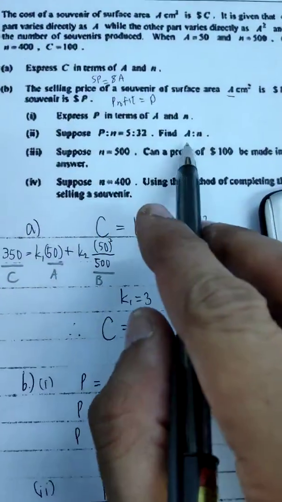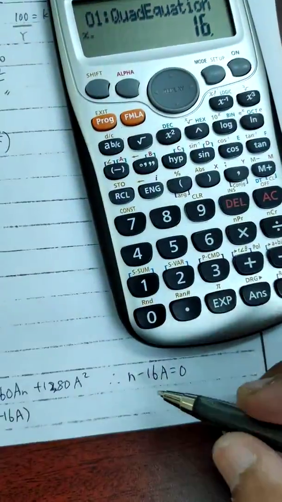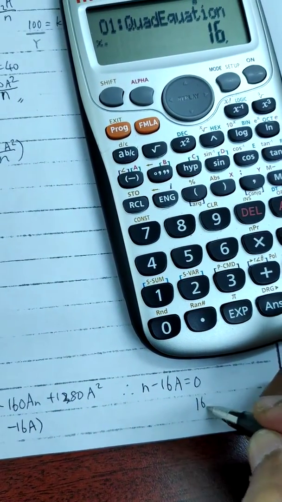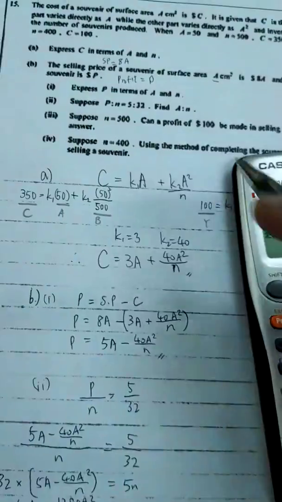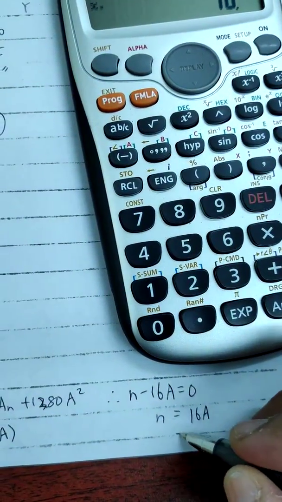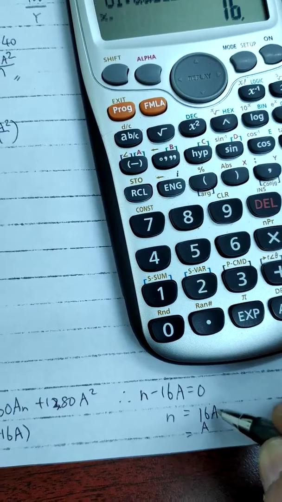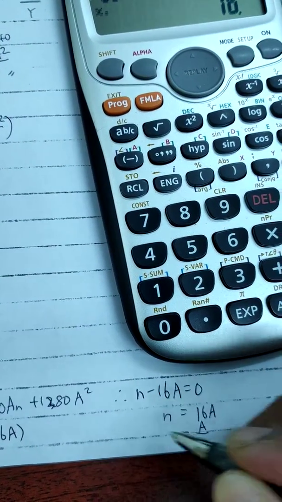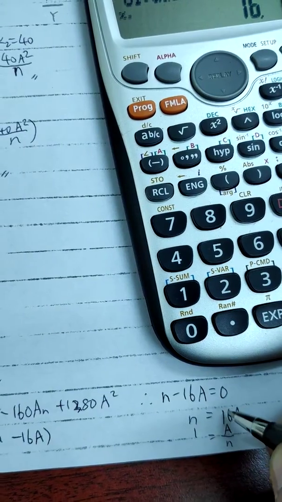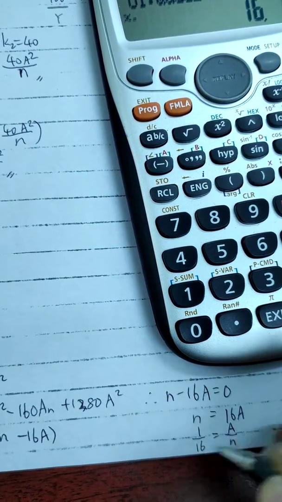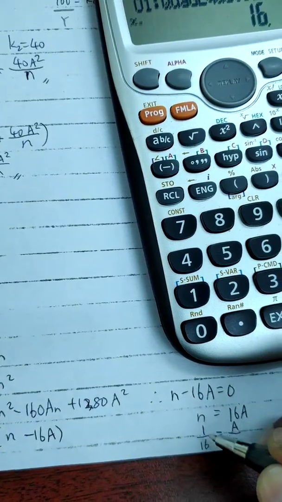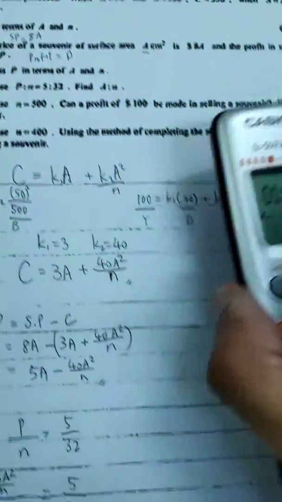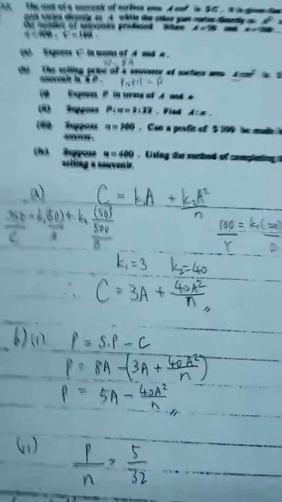Now go back to the question. I want A over N. So I have to add the 16A to the other side. And it wants A over N, right? So A needs to be on the top of the fraction. So that means A stays here and get the N to be divided over. And there's a 1 left over on the left. So the 16 would then divide to the opposite side. So A over N is 1 over 16. So to answer that question, A to N is equal to 1 to 16. That would be part B's answer for B2.